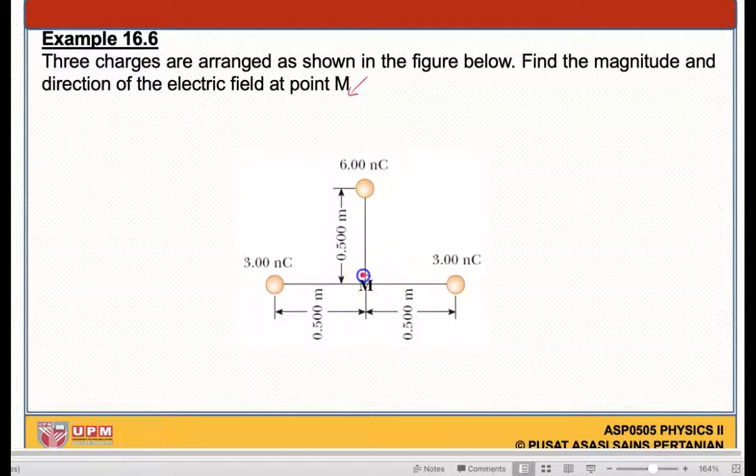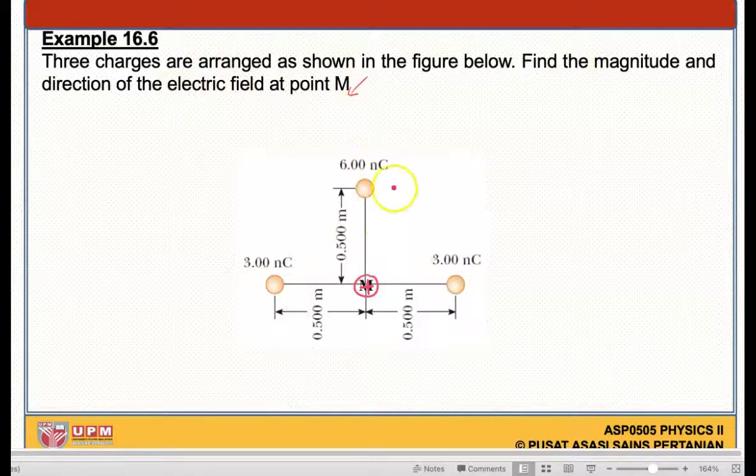What is a test charge? A test charge has negligible value and is always positive. Will there be force interaction? No. Will there be electric field exerted at that point? Yes. So find the magnitude and direction of electric field at point M.